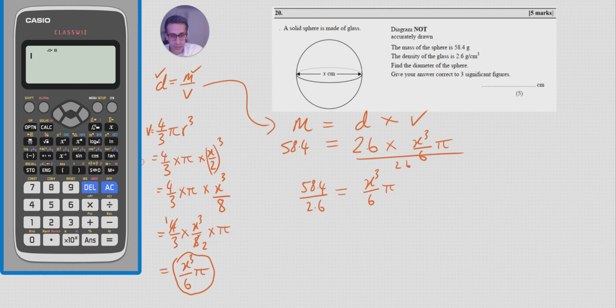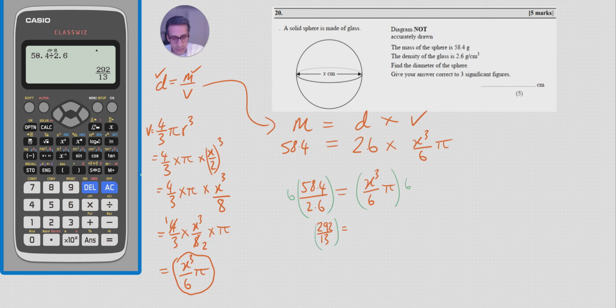I'm just going to rub that out to keep it neater. Put this in a calculator, so 58.4 divided by 2.6. That gives me, now I could leave this as a fraction or a decimal. I'm going to leave it as a fraction for now. So let's just say that this is 292 over 13, is equal to x cubed over 6 times pi. Now I'm going to multiply both sides by 6. Let's do that in a different color. Multiplied by 6, multiplied by 6.